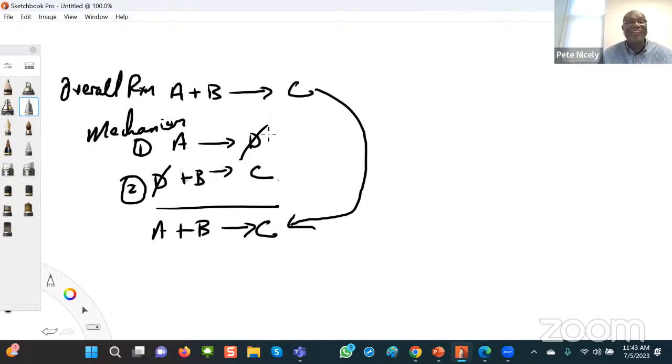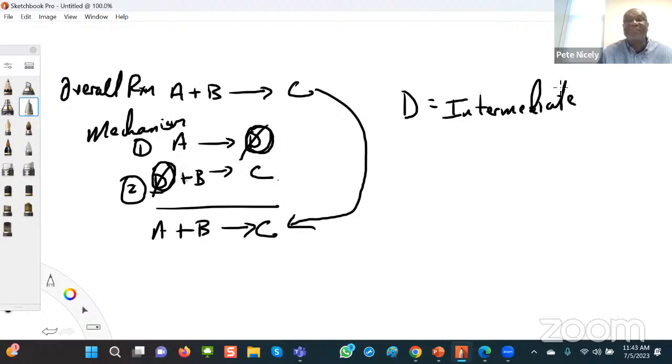Another thing I want to mention here is that there's one substance which is produced here, which is D, and that same substance is used up in the second step, right? So we call D the intermediate, right? The intermediate is any participant in the mechanism that is produced in one step, but used up in a later step, all right? And then there's another term, which we met before, a catalyst.